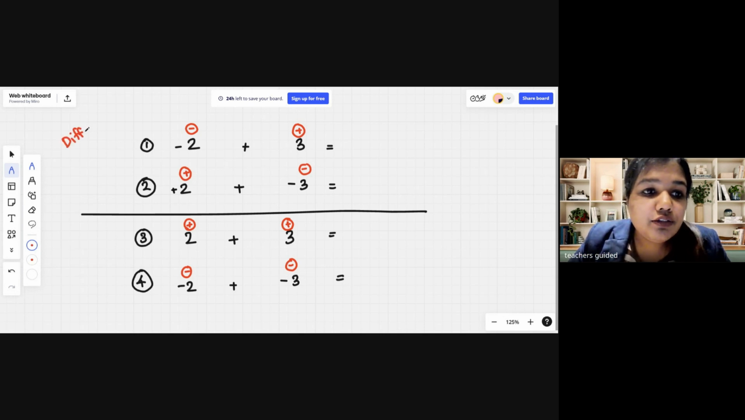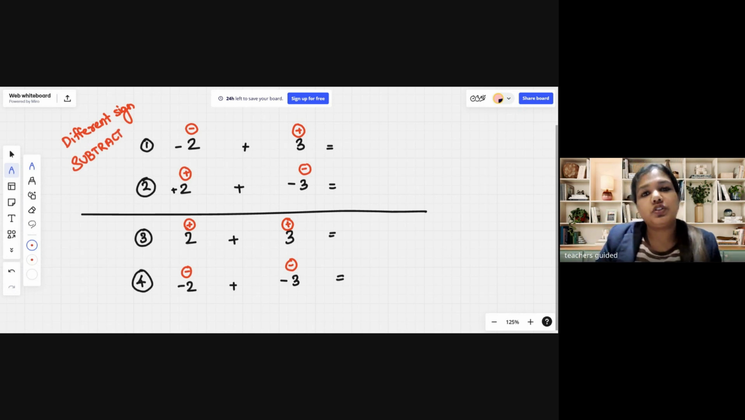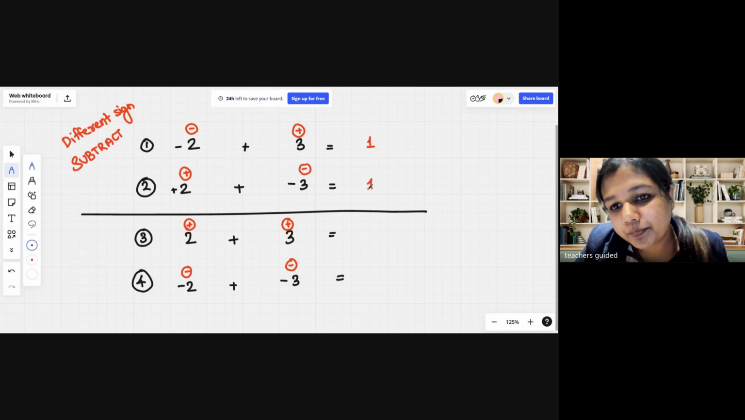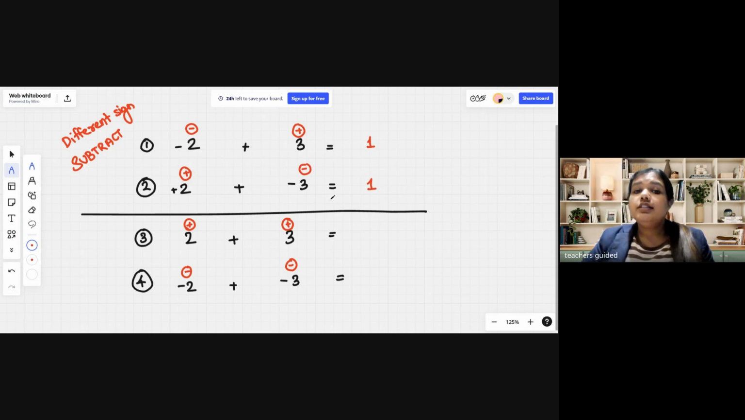If you have different signs for the numbers, then you always subtract them without looking at the signs. You simply subtract them. The biggest number, take away the smallest number. No matter in which order they've been written, no matter what signs they have, you always do bigger number, take away smaller number. So you would have 1 and 1. 3 take away 2 is 1. So both of these questions would have 1 as the answer. And your answer will have the sign of the biggest number in the question.